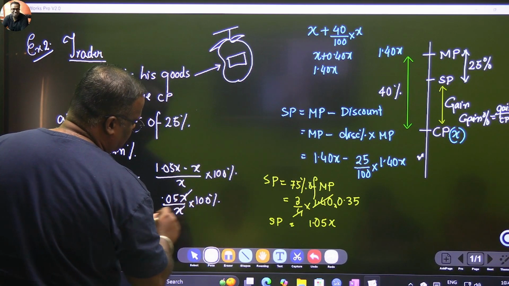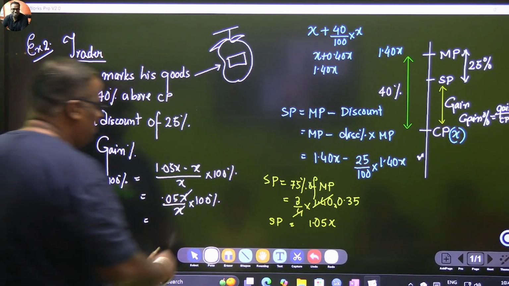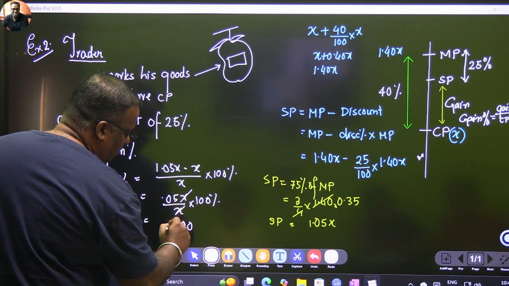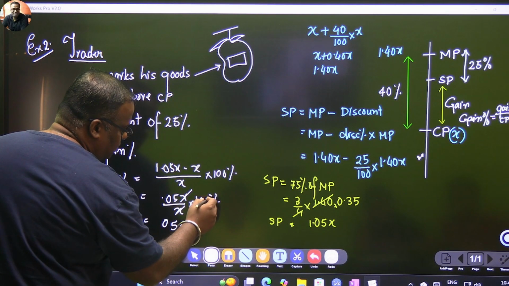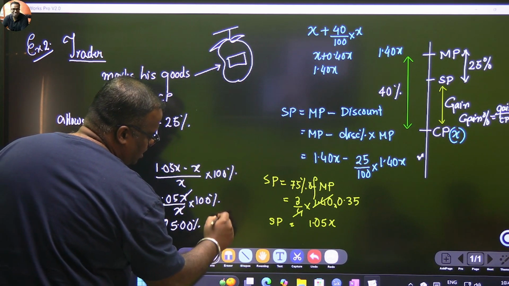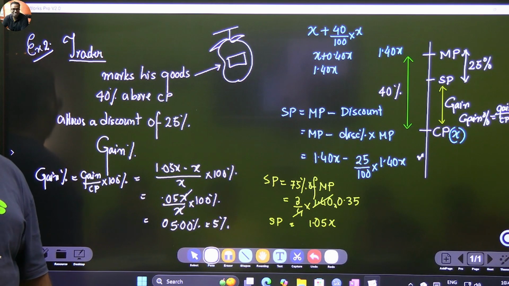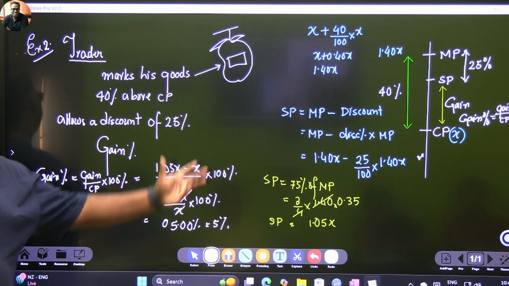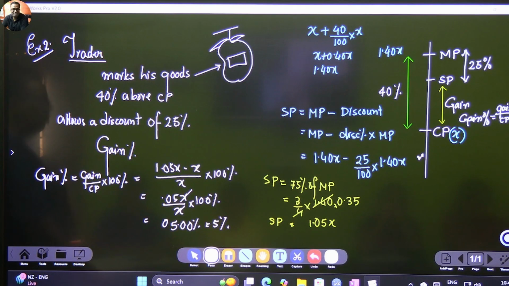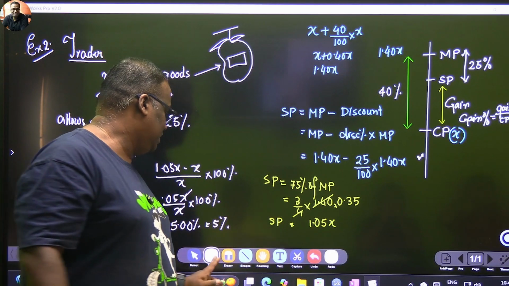So X and X cancel. So 0.05 into 100. 0.05 into 100 means 5 ones are 5, and the decimal will come after 2 places. So we are getting 5% as our gain, at the end of the day. This holds for any type of buyer or supplier. If you want to do it with 100, we can do it with 100 also. Have you understood? But try to make it with 100, I will write the steps also.